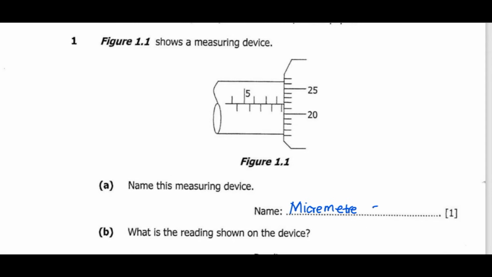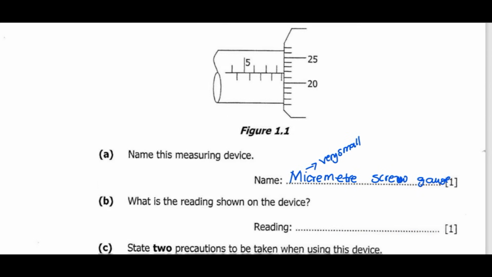So if you study this carefully, you'd find that the word micro means something that is very small. Hence, micrometer screw gauge is an instrument that measures a very small length. Then for B, what is the reading shown on the device? So the reading, first we'll begin by finding the main scale. Then from there, the vernier scale.